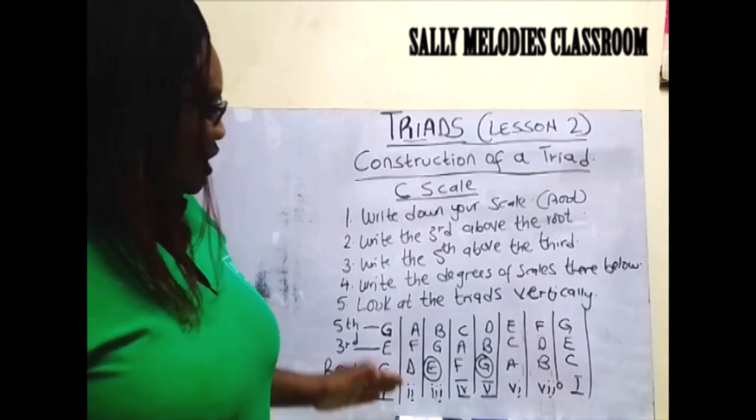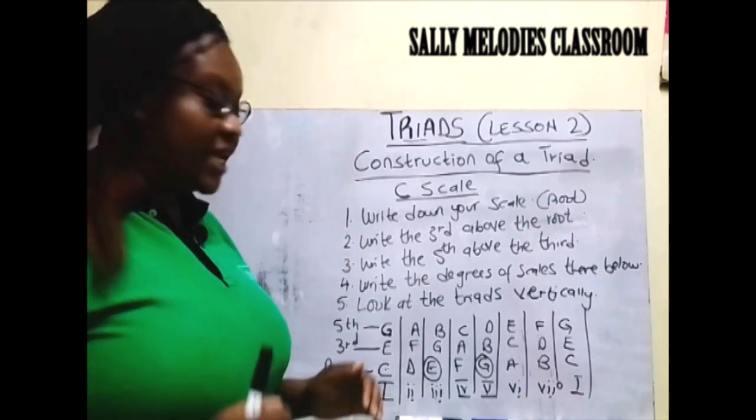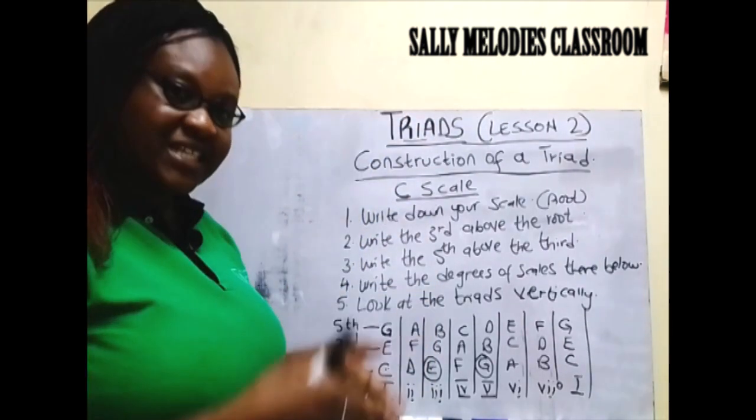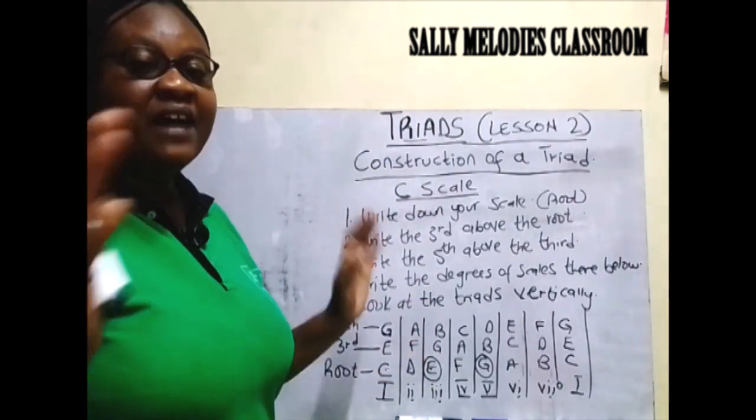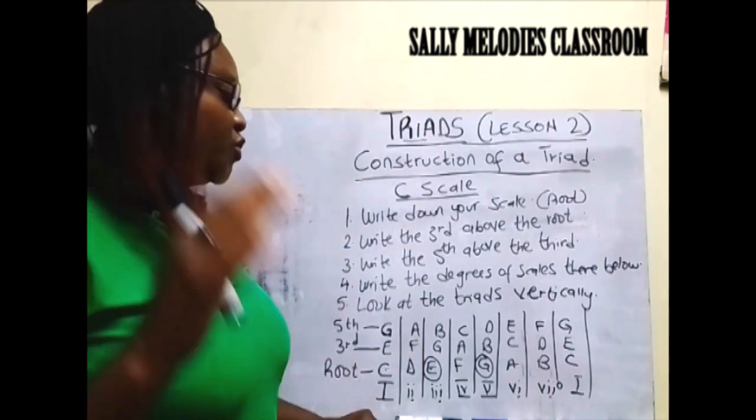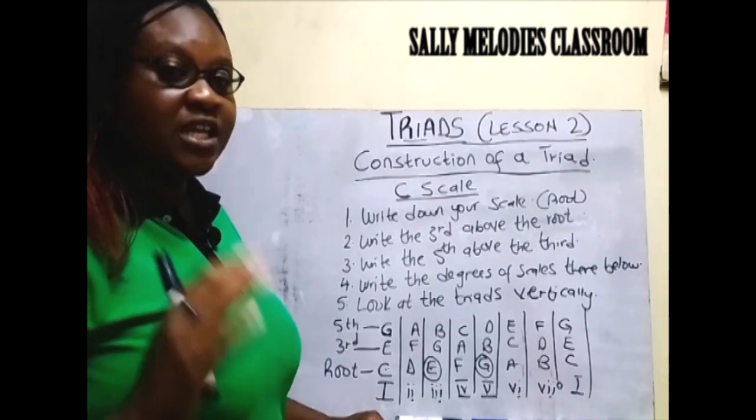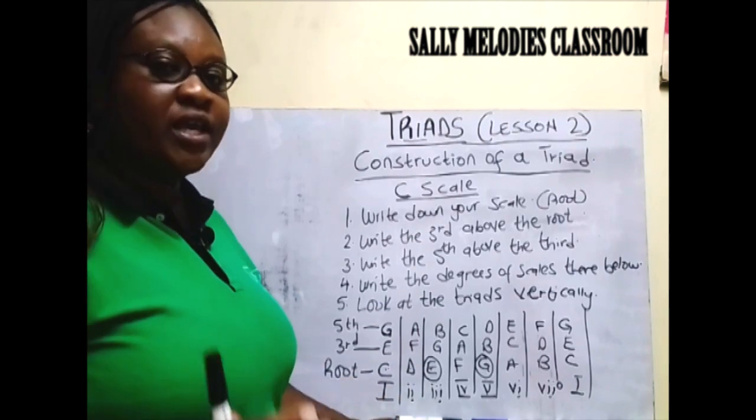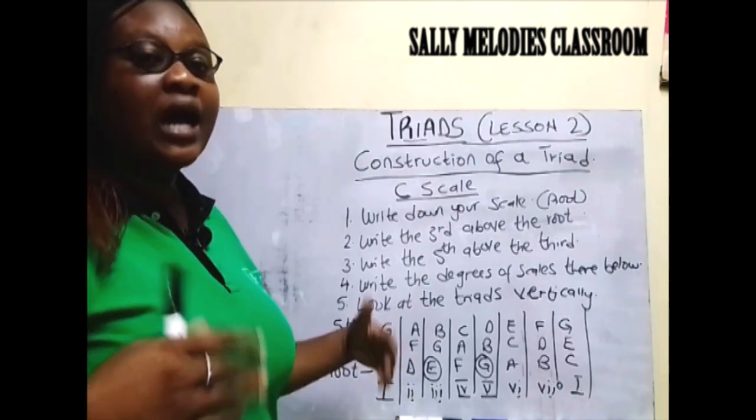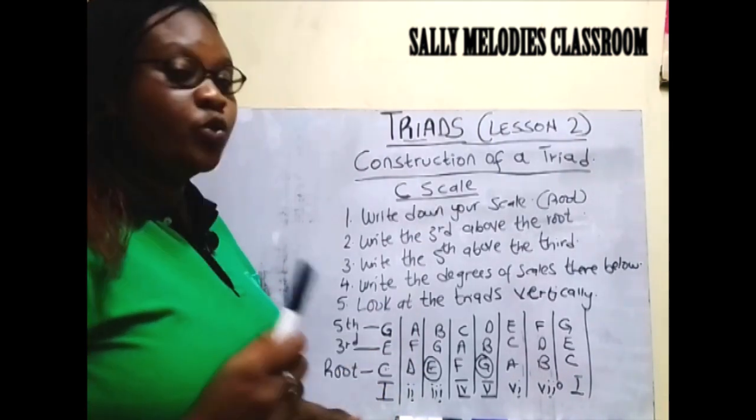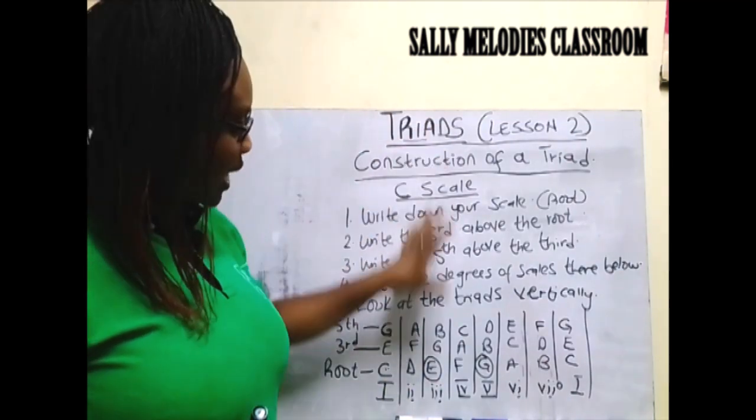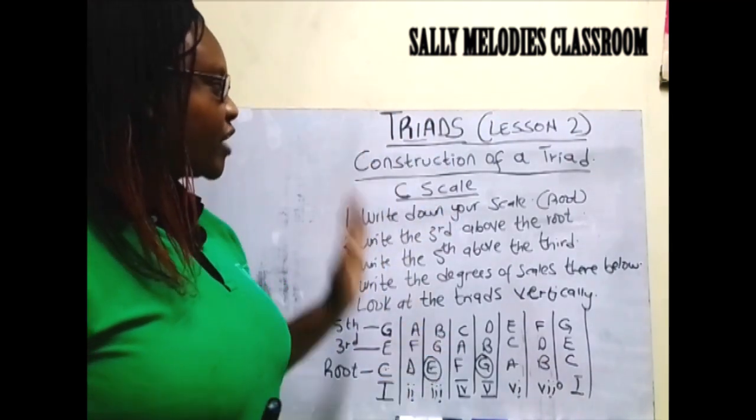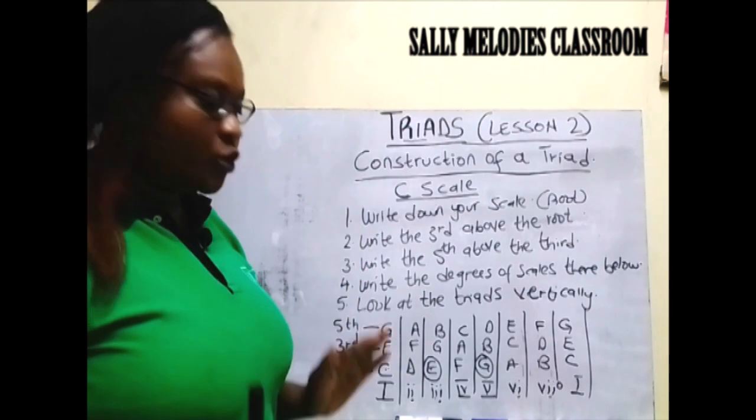So, the reason as to why we are saying that you must look at them vertically is that they have a relationship. And you are going to see this relationship of these 3 notes when we start doing harmony. But for now, we are talking about triads, a set of 3 notes.